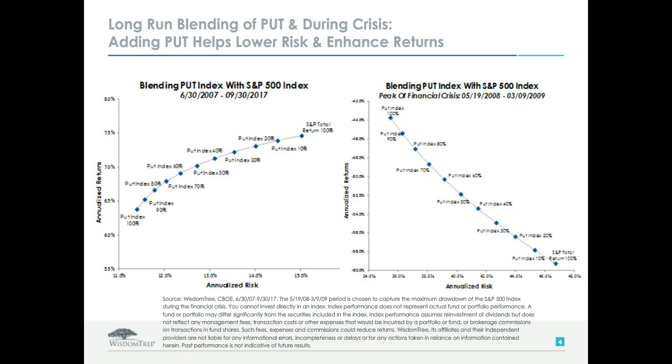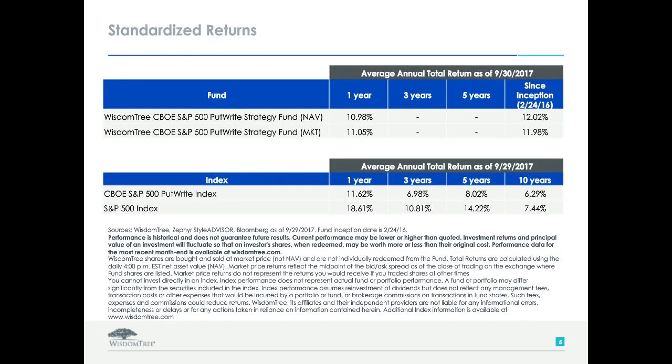And so we like the idea of pairing the put index or the PutWrite strategy with the S&P 500. This shows you the standardized returns. And I would just make the point here because people ask what happened in 2008. The market was down 37%. The put index was down 27%. And then every calendar year since then, the put index has been up between 6 and 12% per year for 9 years in a row.